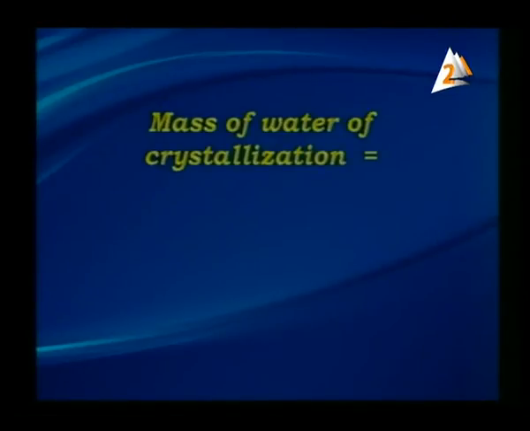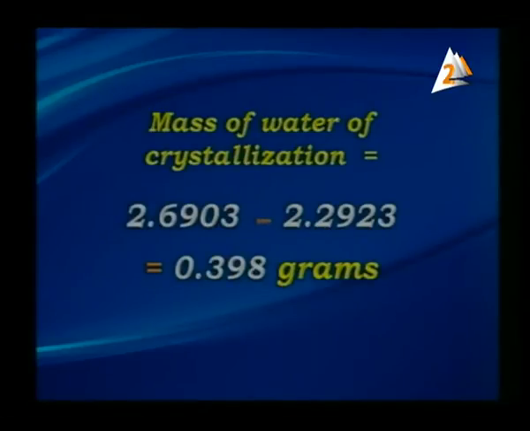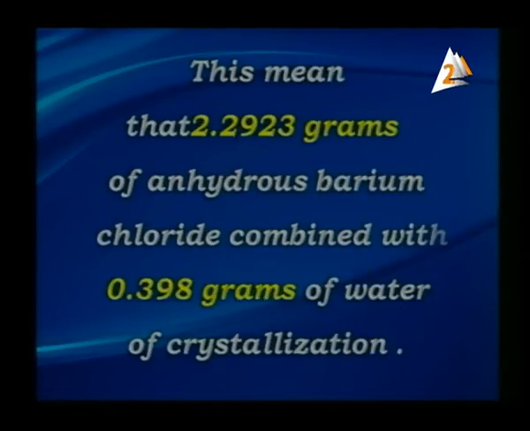The first step: the mass of water of crystallization equals the total mass, 2.6903, minus the final mass, 2.2923, which equals 0.398 grams. This is the mass of water that evaporated from the salt after heating. This means 2.2923 grams of unhydrated barium chloride is combined with 0.398 grams of the water of crystallization.